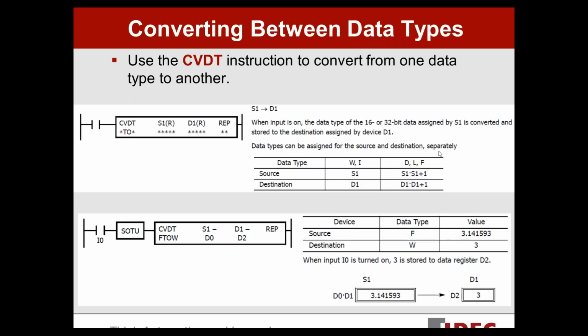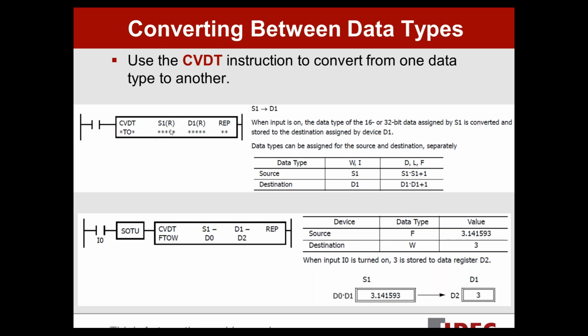Okay. Now, if we want to convert from one data type to another, the instruction that we use is the CVDT instruction, which stands for Convert Data Type. In that first graphic there, you can see where we've got a normally open contact up here, and then we've got a convert data type instruction. So the convert data type instruction does need an input to tell it when to execute.